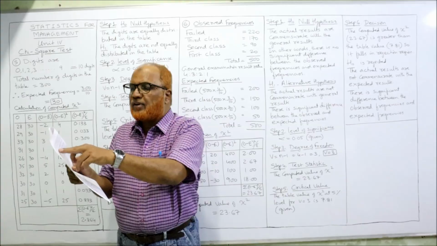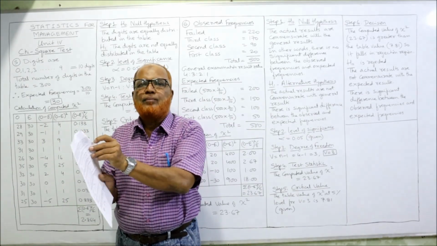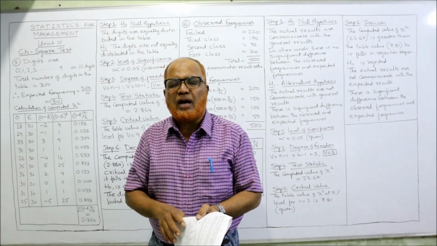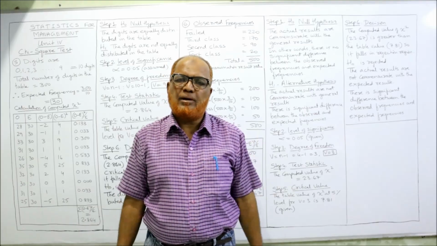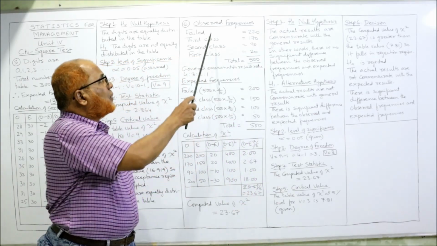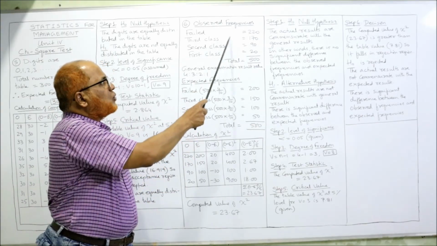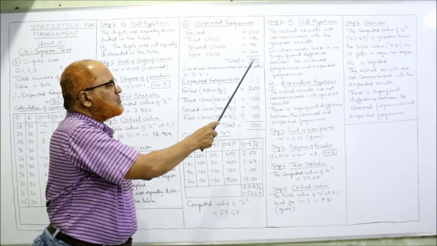The table value of chi-square for 3 degrees of freedom at 5% level is 7.81. In the problem itself, the chi-square value is given, so we need not refer to the table. Here it's very simple. Observed frequency: failed category 220, third class 170, second class 90, first class 20, total is 500.